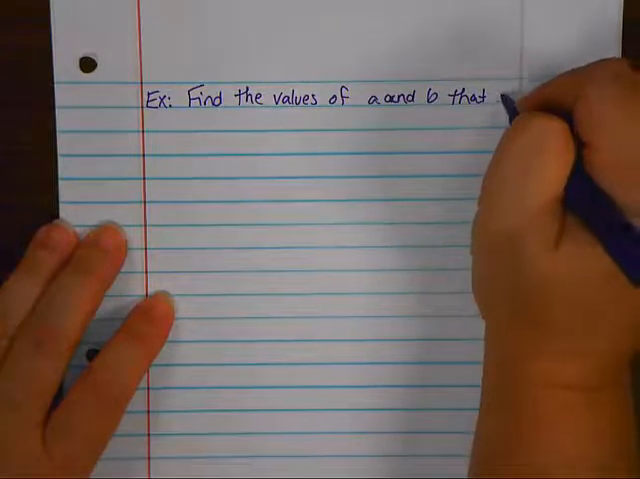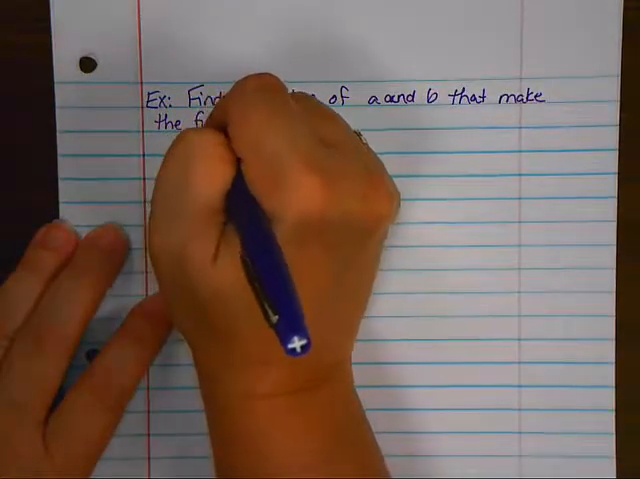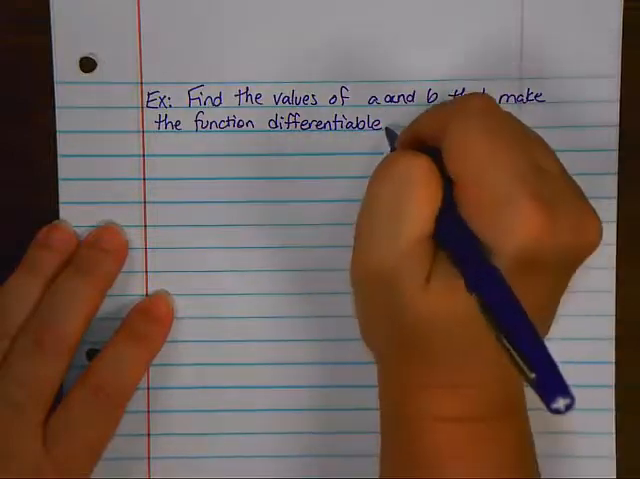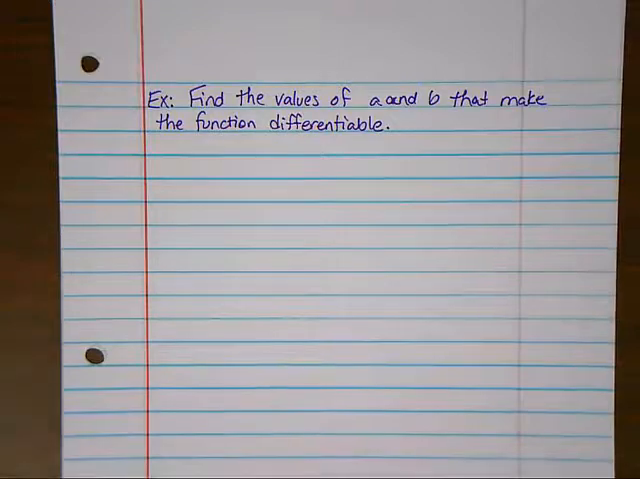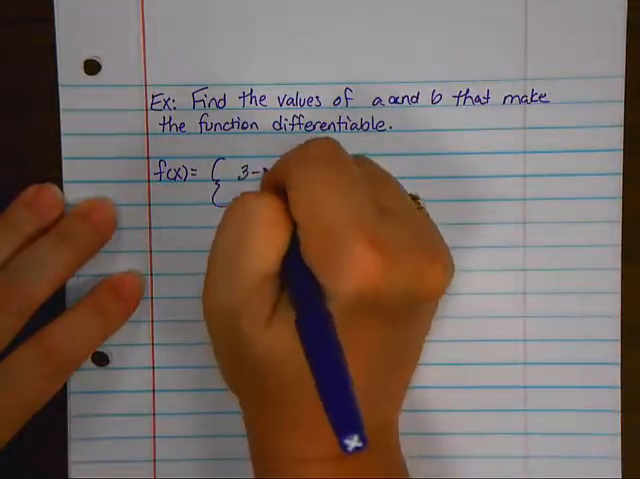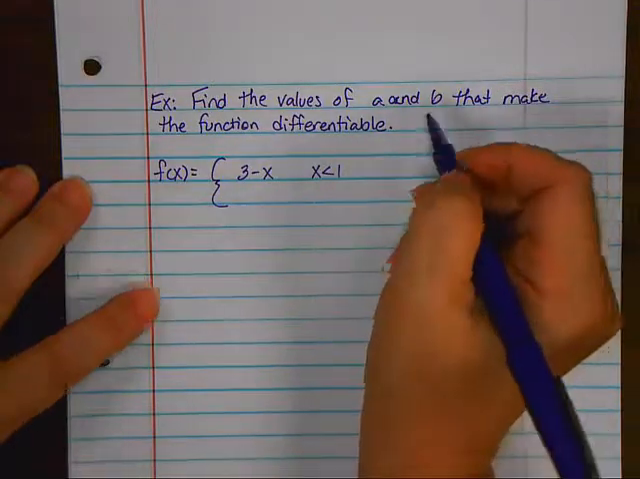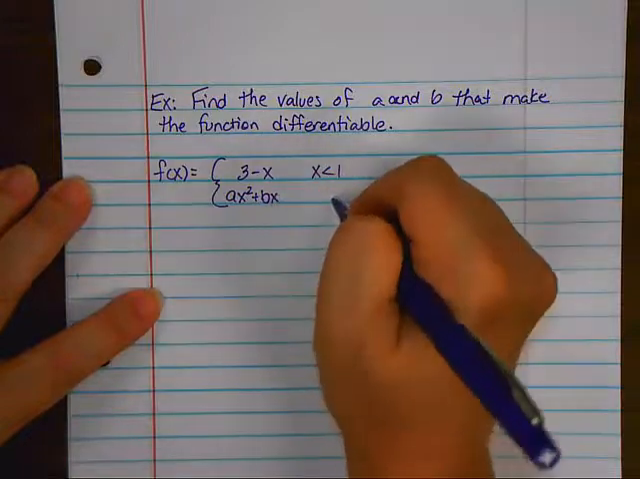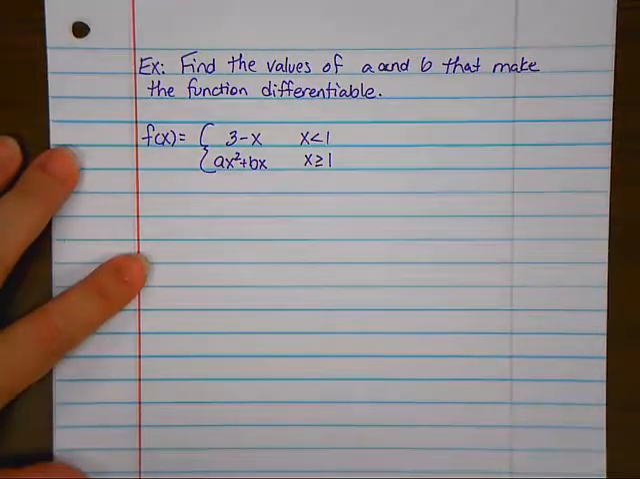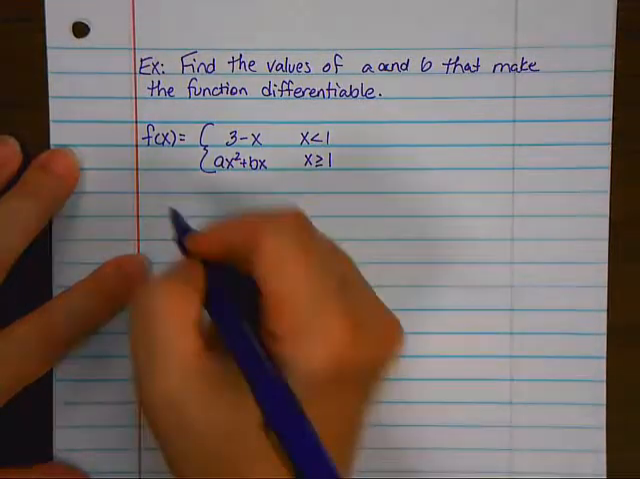Find the values of a and b that make the function differentiable. And here is the function. F of x equals 3 minus x, where x is less than 1, and ax squared plus bx, where x is greater than or equal to 1. Okay. So, I'm going to say this one more time.